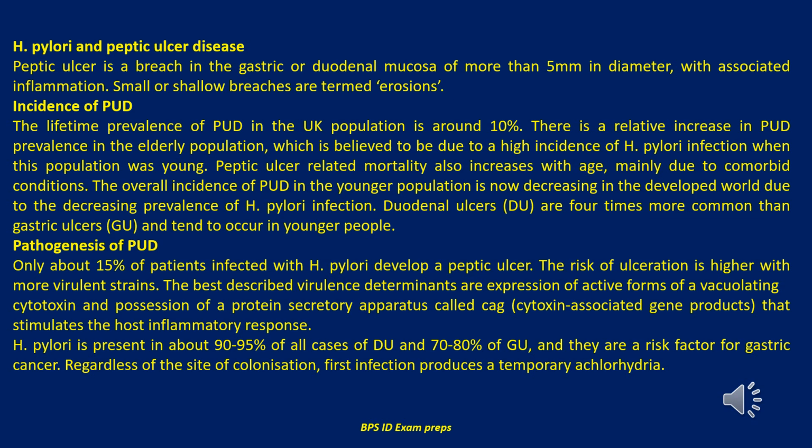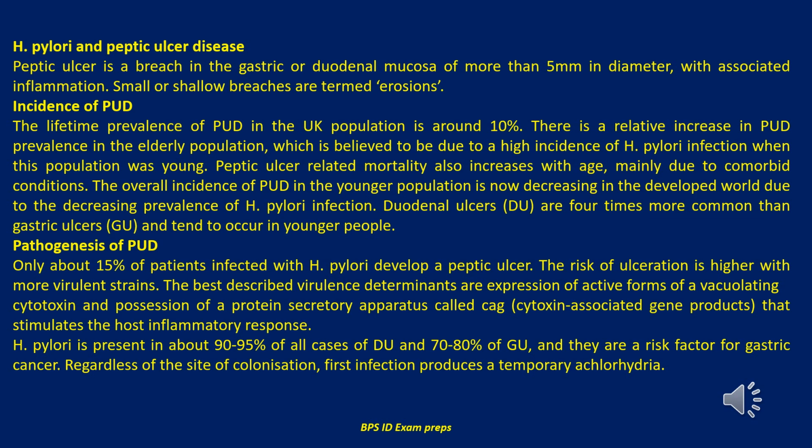Next we will look at the incidence of PUD. The lifetime prevalence of PUD in the UK population is around 10%. There is a relative increase in PUD prevalence in the elderly population, which is believed to be due to a high incidence of Helicobacter pylori infection when this population was young. Peptic ulcer-related mortality also increases with age, mainly due to comorbid conditions. The overall incidence of PUD in the younger population is now decreasing in the developed world due to the decreasing prevalence of Helicobacter pylori infection.